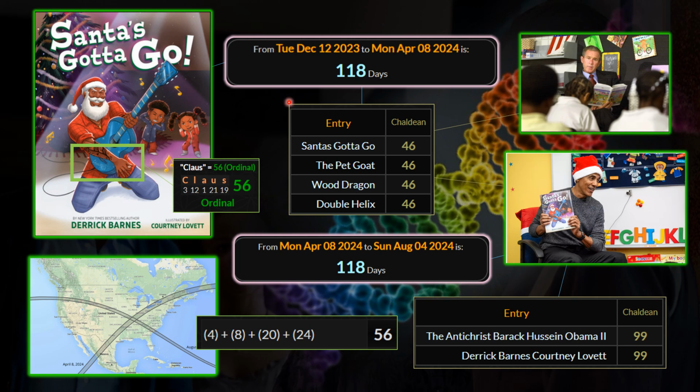So we can see here that on Santa's Gotta Go, Santa is sitting in what appears to be an X pattern.